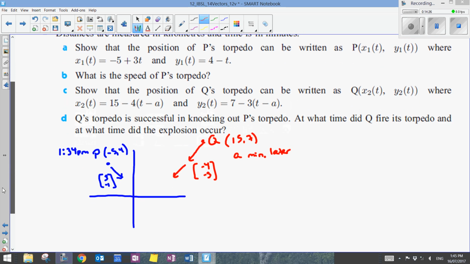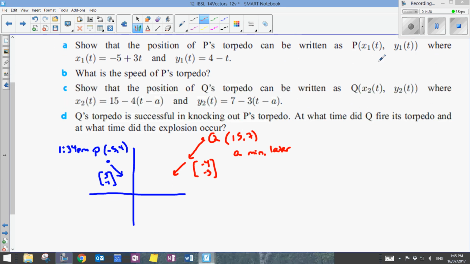Show that the position of P's torpedo can be written as an x position and a y position, where the x position is -5 plus 3t and the y position is 4 minus t. Now again, anytime that I start linear motion, I am going to want to outline what we know. So my x and my y, and we're talking about submarine P. We start at -5, 4. That's where the torpedo started. And then for every unit of time, it travels in the direction of 3, -1.